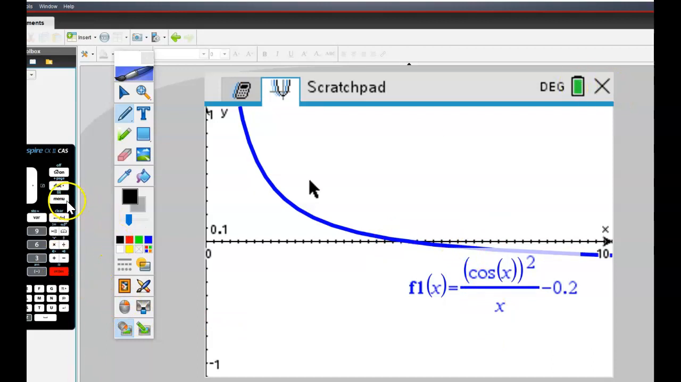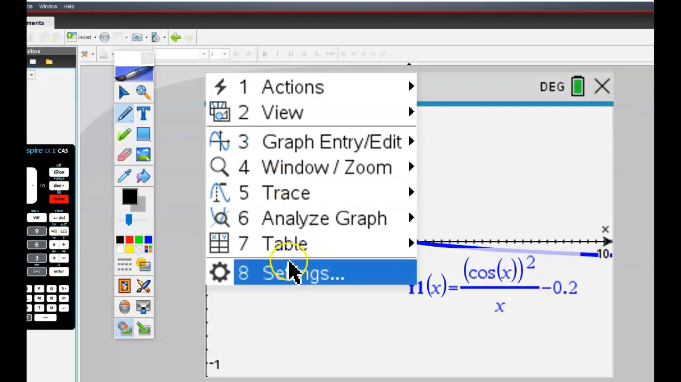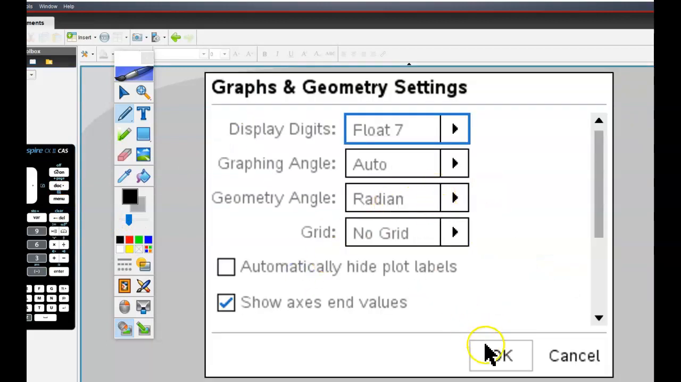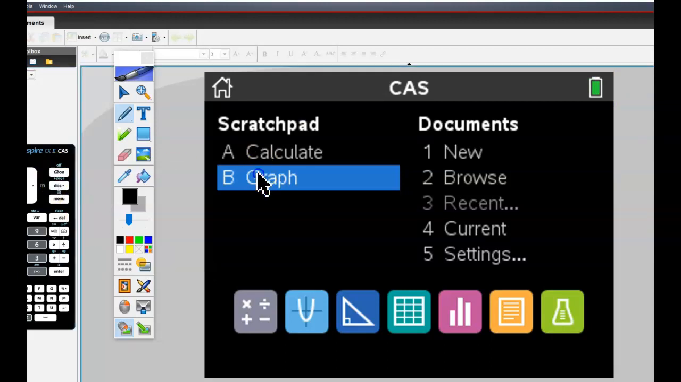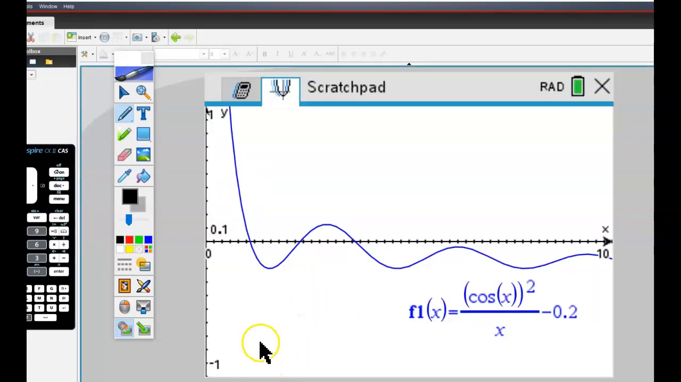Not sure why it's still in degrees. I got to switch this to radians again. Okay, we should have it set up. Now, there we go. There's our graph in radians.